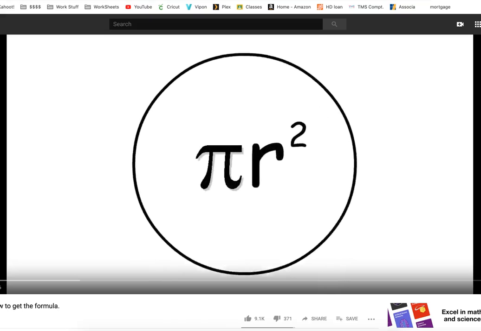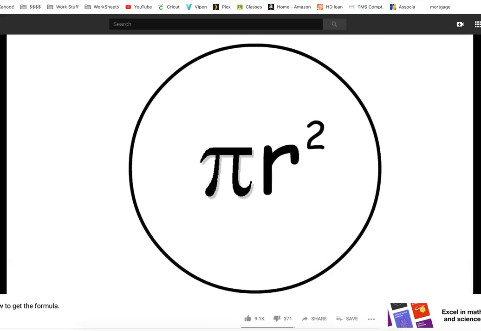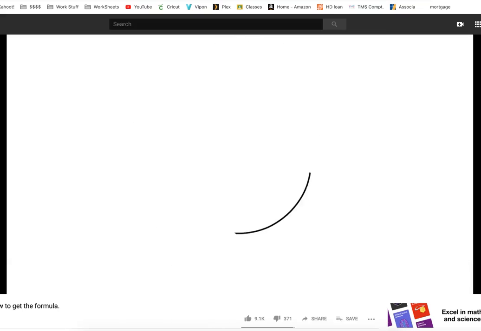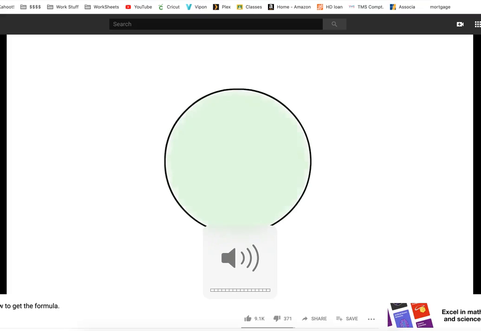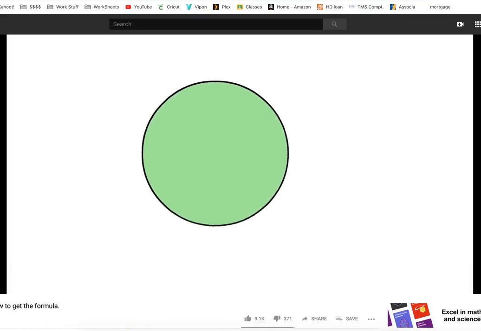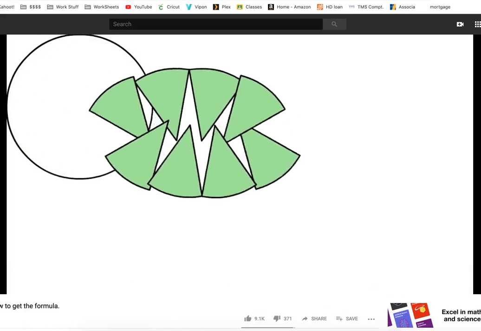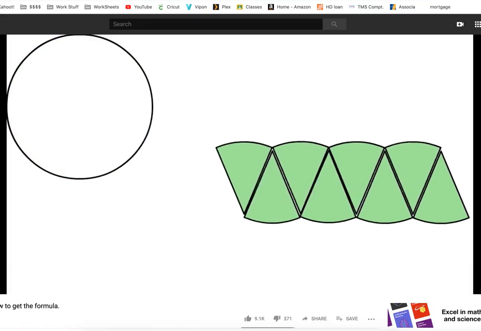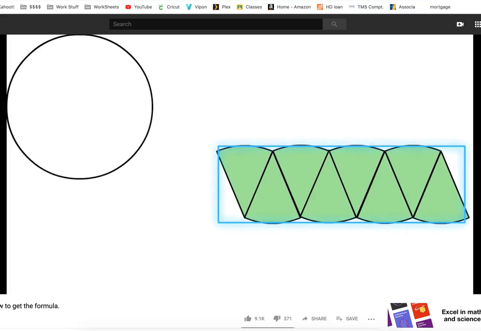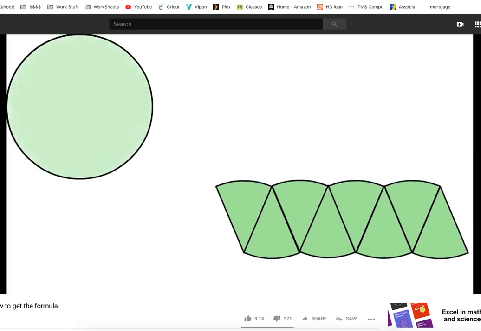Pi r squared gives you the area of a circle. But where does pi r squared come from? First, we'll draw a circle and fill in its area. Next, we will divide it into large equal parts and arrange them in a rectangular formation. As you can see, it barely resembles a rectangle.